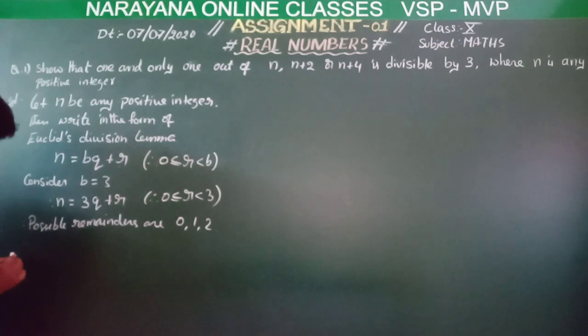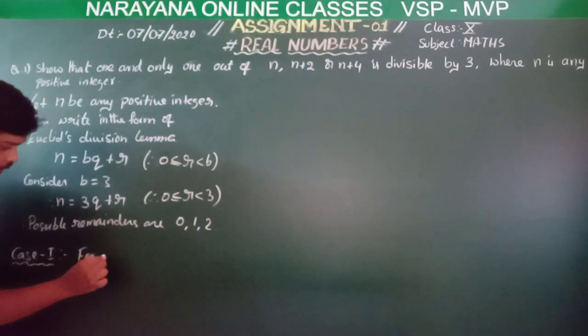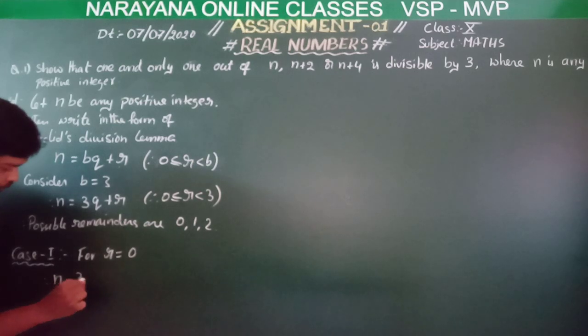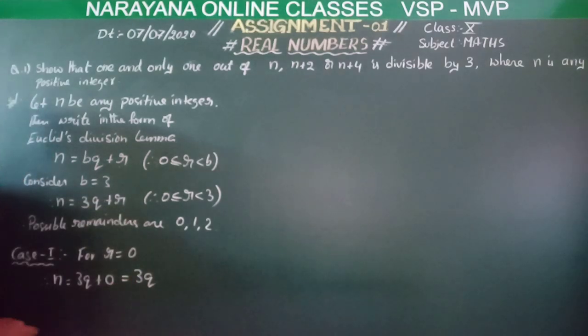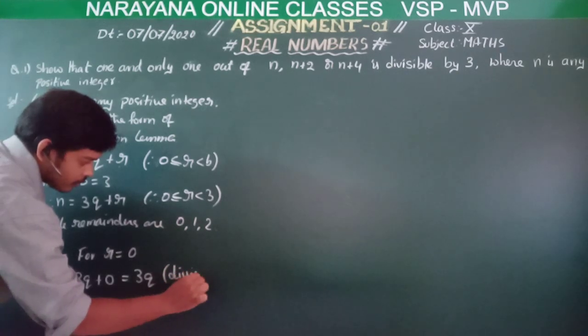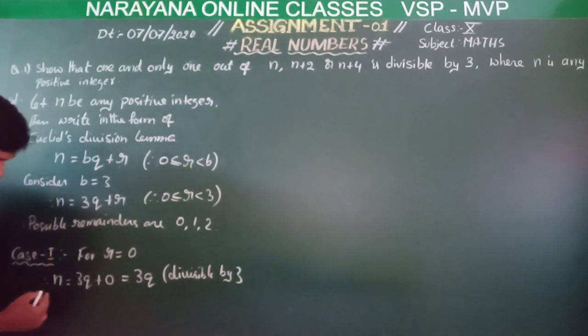So now case 1, for r is equal to 0. Now you should substitute r is 0 in place of r. Therefore n is equal to 3q plus 0, then 3q, which is divisible by 3.